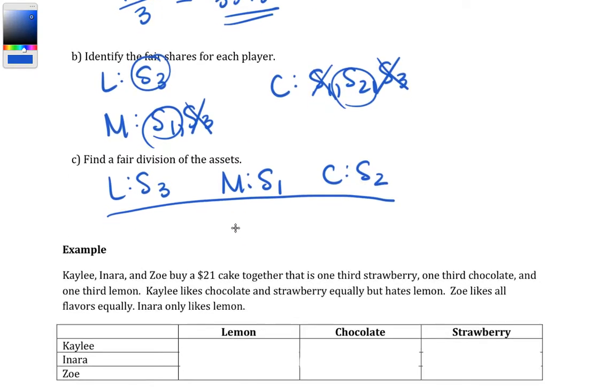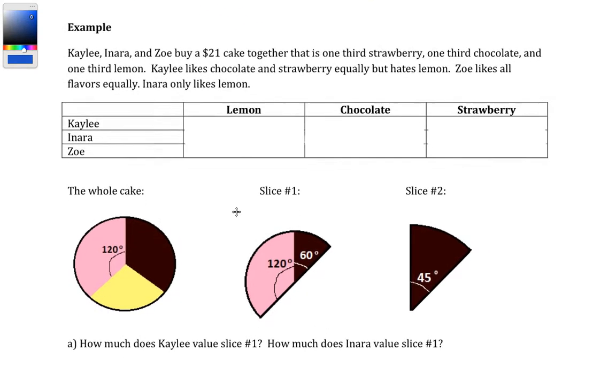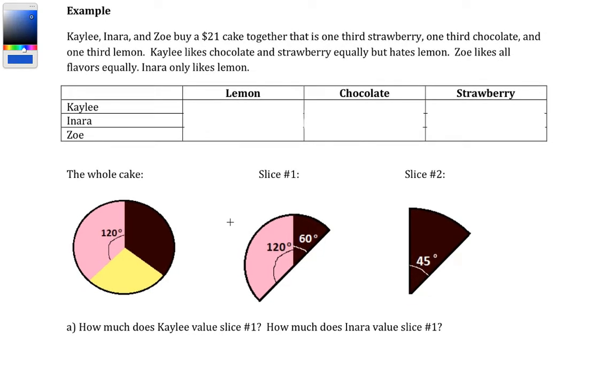Okay, next example. Kaylee, Inara, and Zoe buy a $21 cake together. It's 1/3 strawberry, 1/3 chocolate, and 1/3 lemon. So it's a circular cake. Here's a picture of it from the top. The 360 degrees of the circle is divided equally, 120 degrees each for strawberry, chocolate, and lemon. Kaylee likes chocolate and strawberry equally but hates lemon. Zoe likes them all equally. Inara only likes lemon.